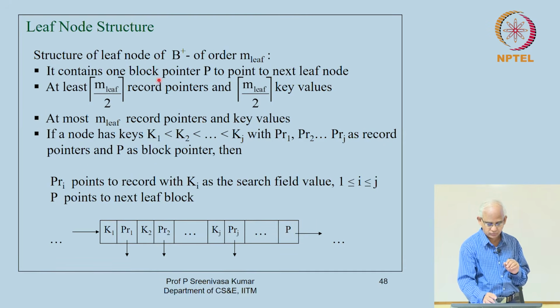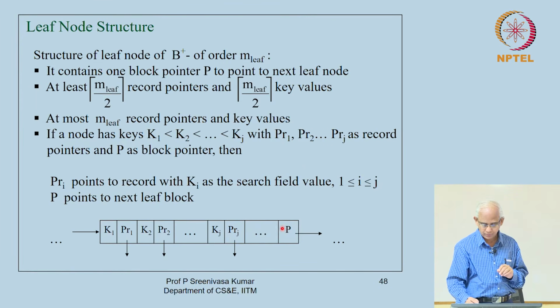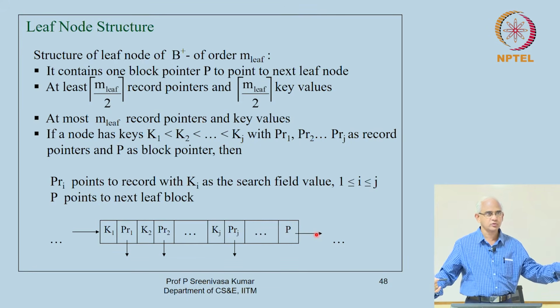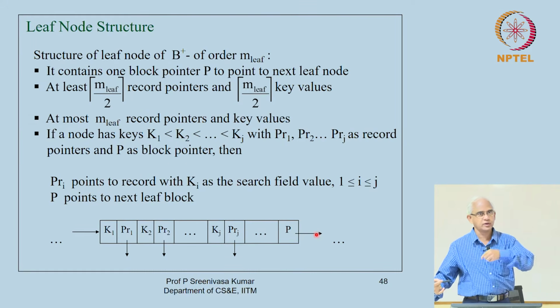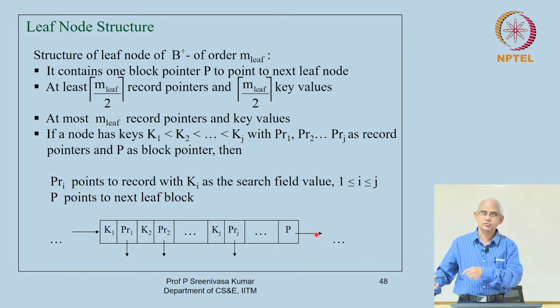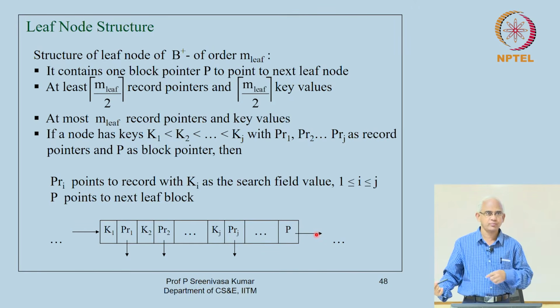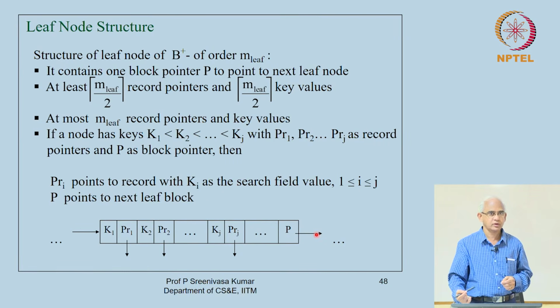I told you that we are going to chain up these leaf nodes. So, it is going to have one pointer P which will point to the next leaf node to the right. There are a huge number of these leaf nodes. So, you start from the leftmost leaf node, then you will have a pointer to the next, and the next, and then you can actually traverse through the leaf nodes from left to right. Okay, that is very interesting.